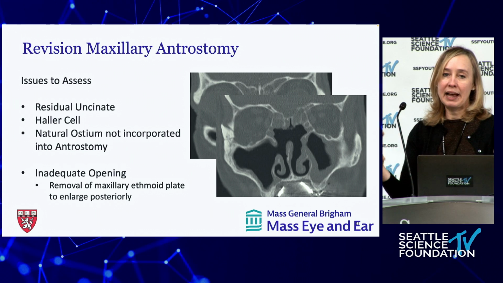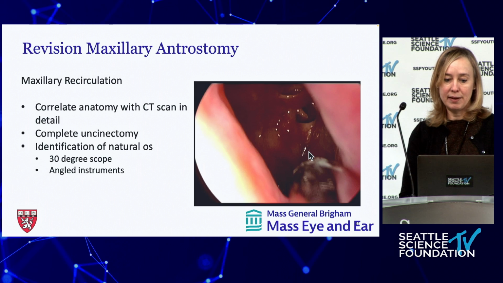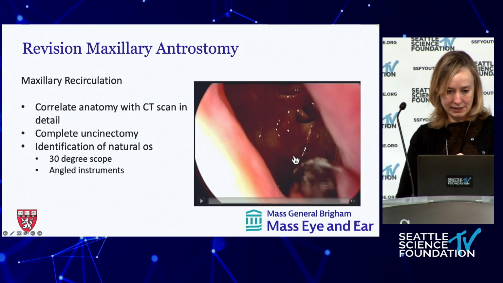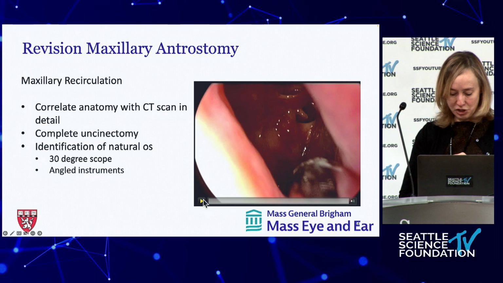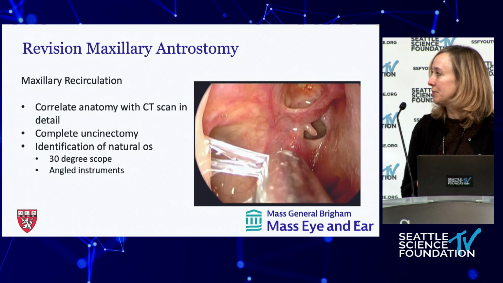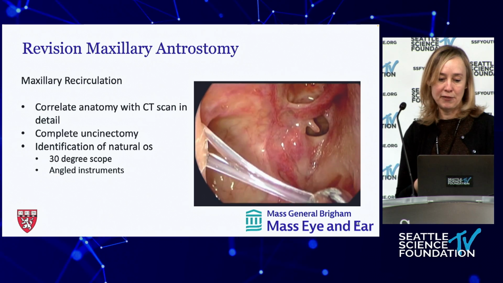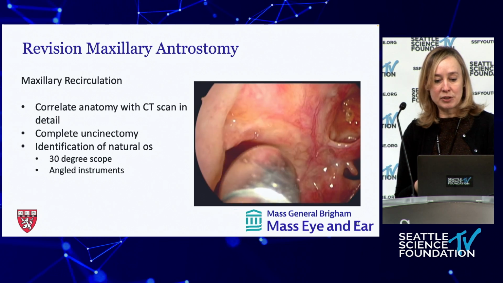For people who are really having issues with pooled secretions, where you want to improve the topical therapy, let's see if I can get this to play. So this is just a patient with recirculation. So you can see some mucus coming from that area. And then you can see there's some residual uncinate.